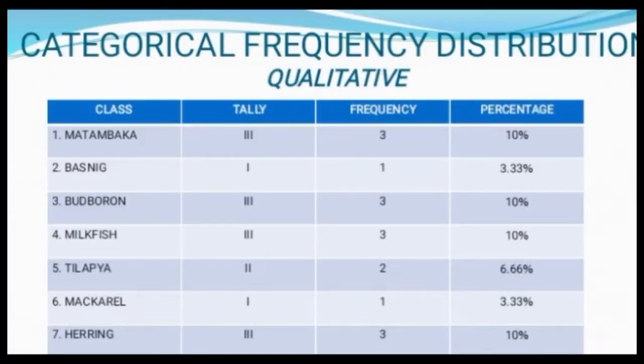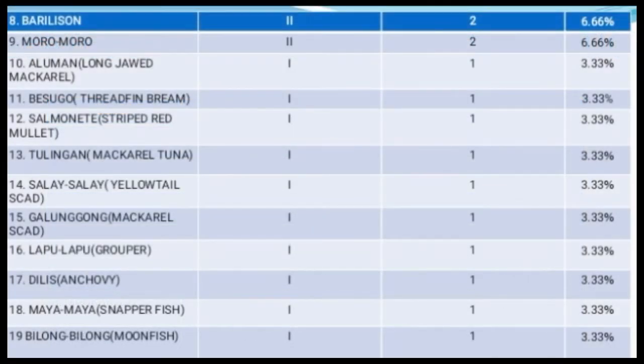This is our quantitative data of categorical frequency distribution about the most sold fish in the public market. We have 19 classes of most sold fish in the public market. In the tally, the Matambaka had 3 tally and the Basnig had 1. Budburon and Bangus had 3 tally. Tilapia had 2. The Pirit had 1. Tamban had 3 tally, and the Barilison and Moromoro had 2 tally, and the rest had 1 tally.